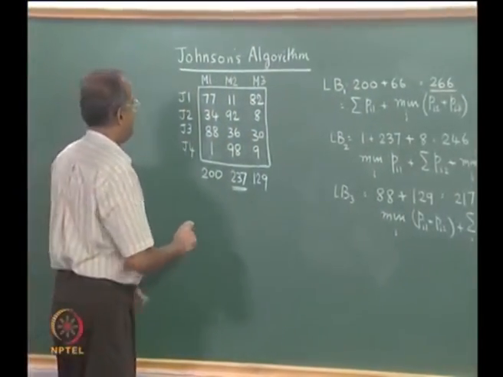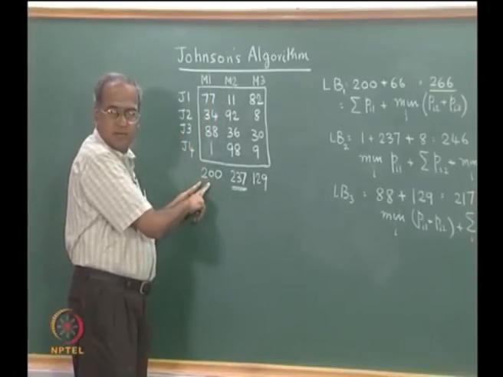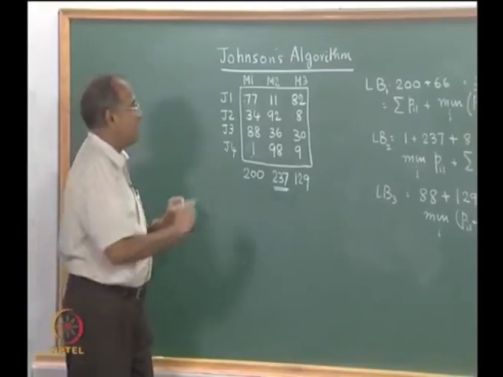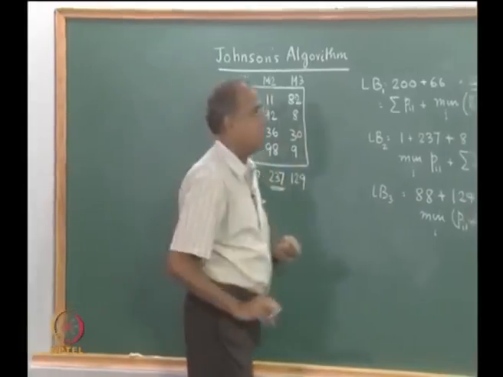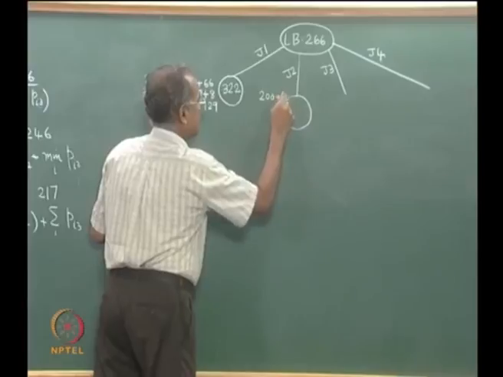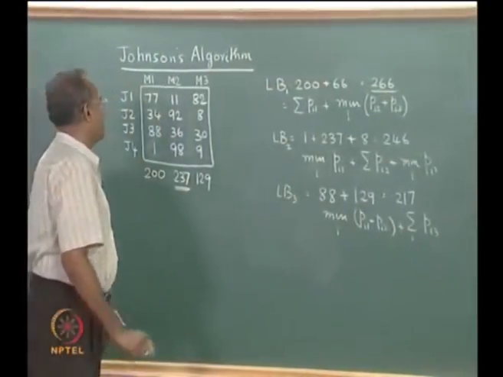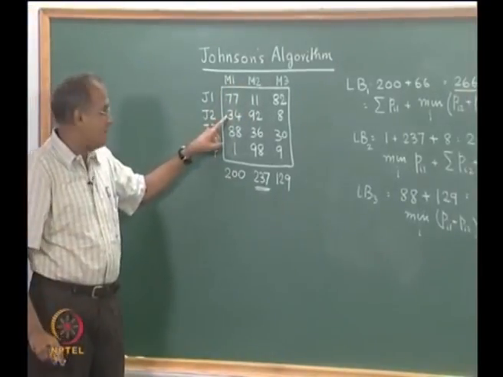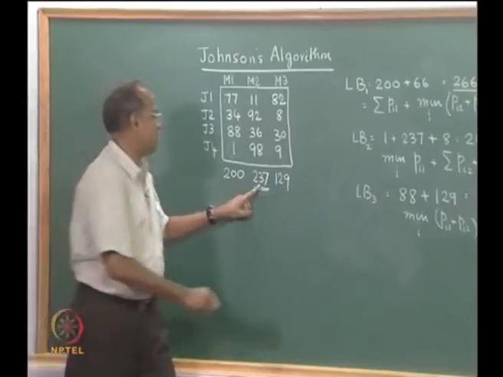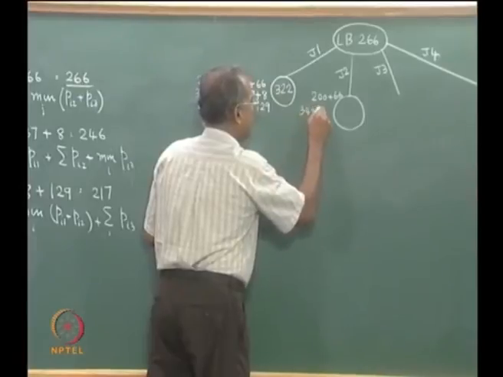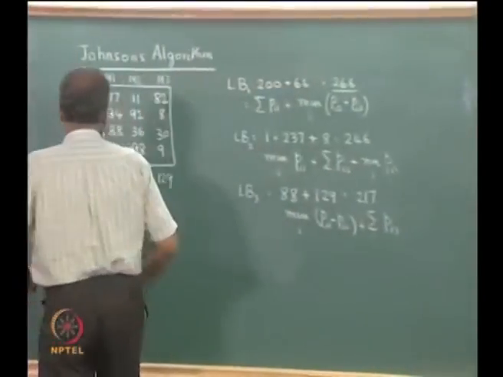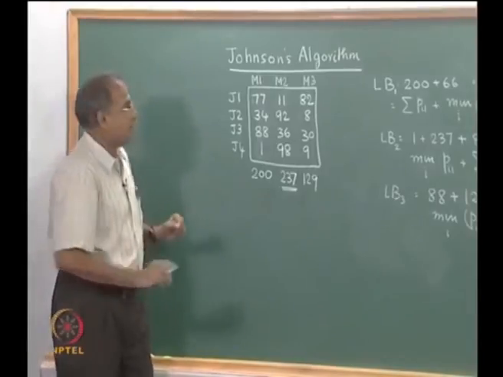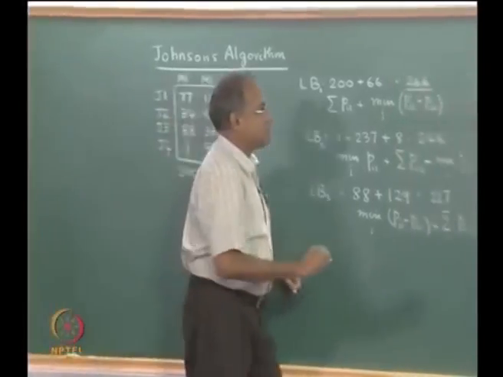Now, when J2 is the first job, on M1 the total time required is 200. Now, J2 cannot be the last job because it is the first job. So, the last job can only be J1 or J3 or J4. So, the minimum is 93, again 66 and 107. So, this will remain as 200 plus 66. Now, the lower bound based on M2, J2 is the first job. So, earliest M2 can begin is 34 plus 237, which is the sum of processing times on this. So, 34 plus 237. Since J2 is the first job, now it cannot be the last job. So, the last job can only be 1, 3 or 4. So, take the minimum of 1, 3 or 4, which happens to be 9. So, we have plus another 9.